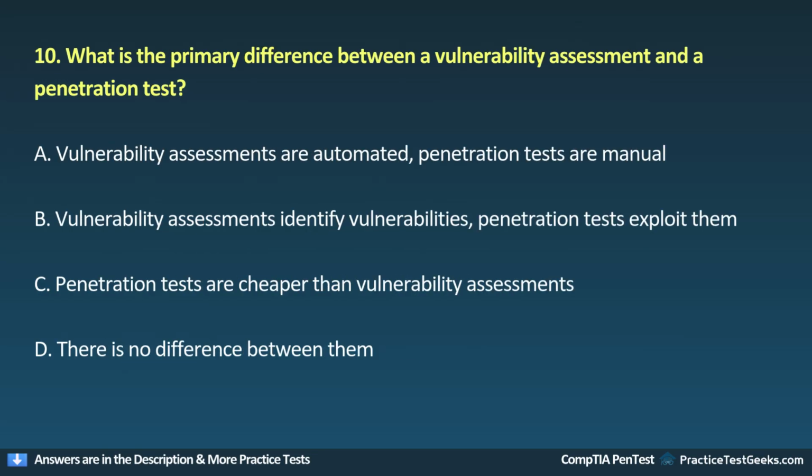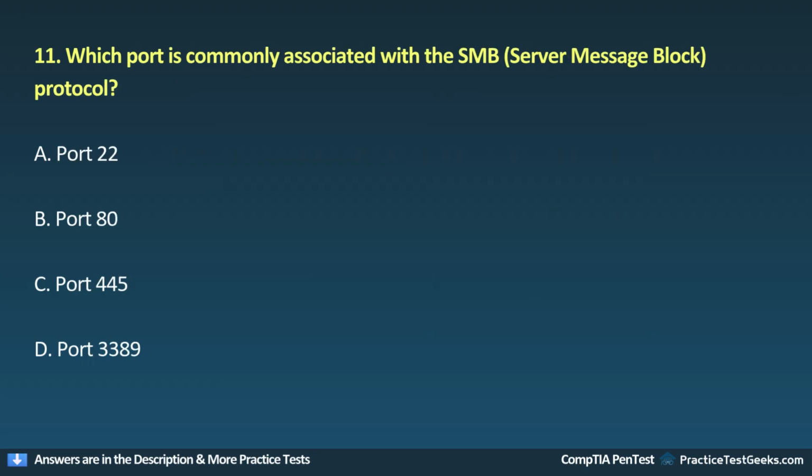10. What is the primary difference between a vulnerability assessment and a penetration test? A. Vulnerability assessments are automated. Penetration tests are manual. B. Vulnerability assessments identify vulnerabilities. Penetration tests exploit them. C. Penetration tests are cheaper than vulnerability assessments. D. There is no difference between them.